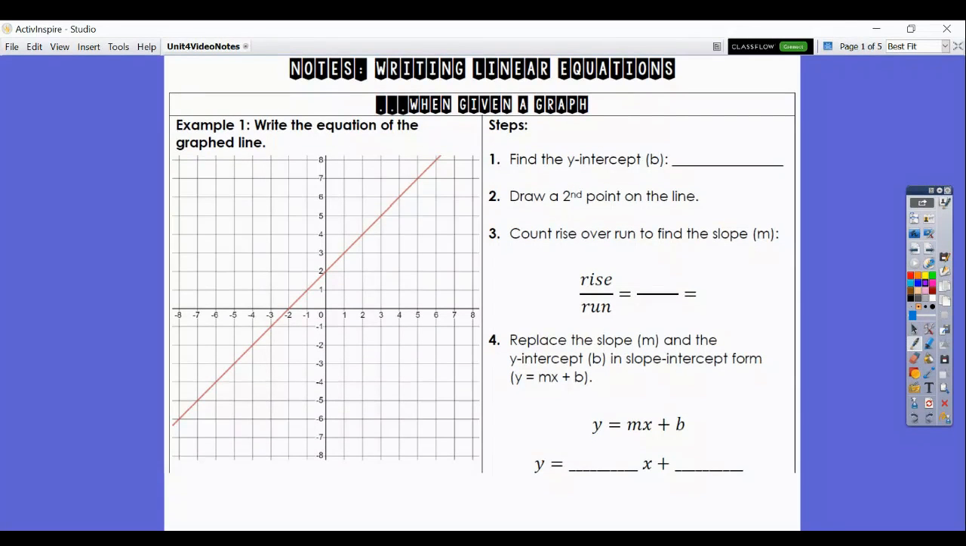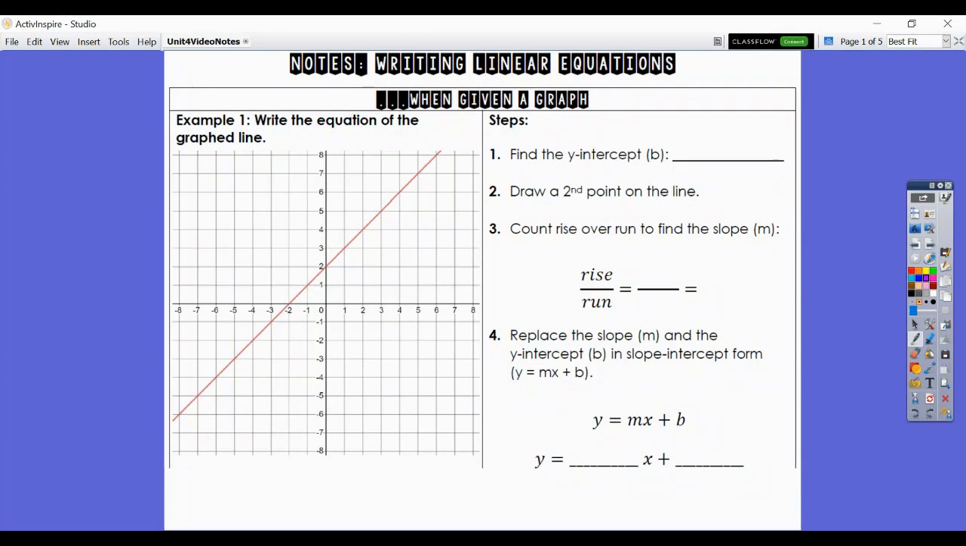In today's lesson, I'm going to write linear equations given two different scenarios. The first scenario is when we're given a graph. We're going to write the equation of the graphed line. Step number one is to find the y-intercept.